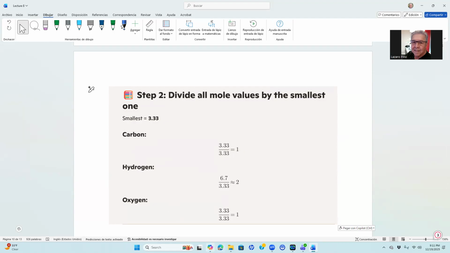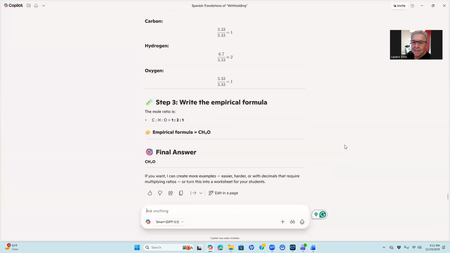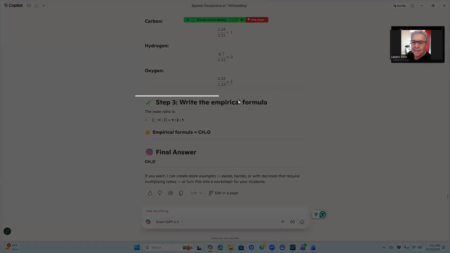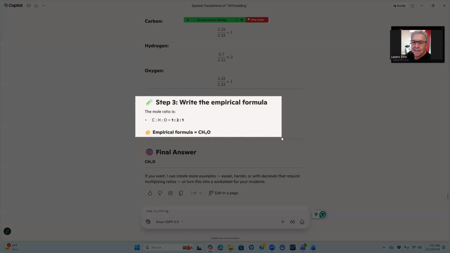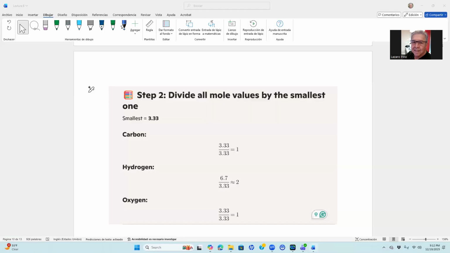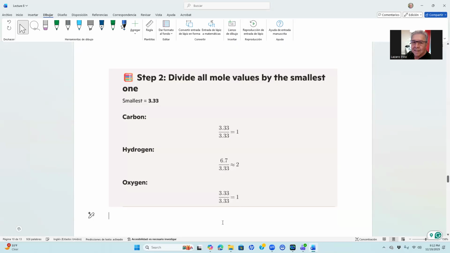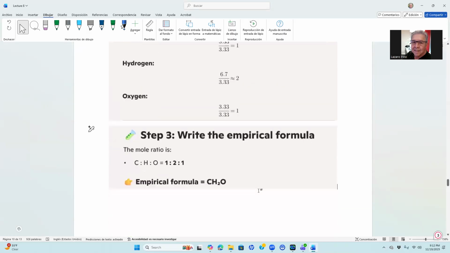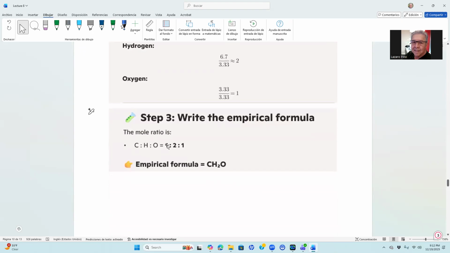And what do these ratios represent? These ratios represent the subscripts in the empirical formula. So your empirical formula will be 1 atom of carbon per 2 of hydrogen per 1 of oxygen. Then the empirical formula is CH2O. This is a very important problem. I want you to pay close attention to this exercise.